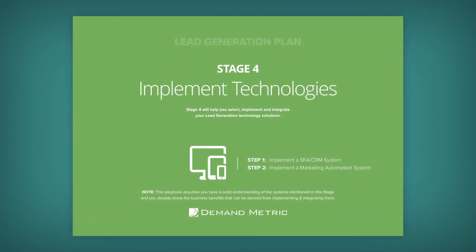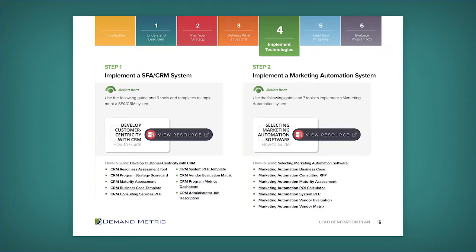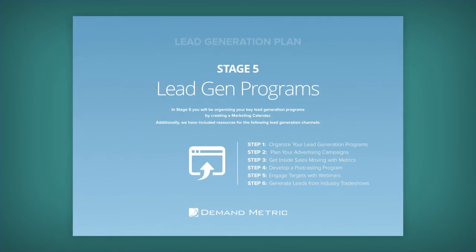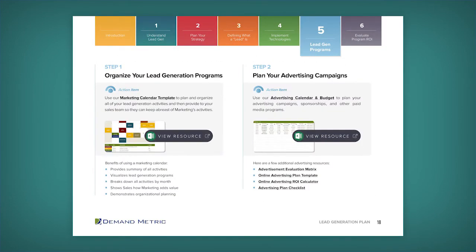In stage 4, we're going to implement technologies. And that starts by implementing an SFA CRM system, and then ultimately a marketing automation system afterwards. Stage 5 is about lead generation programs. And here, your first step is to organize your lead gen programs and then plan your advertising campaigns.